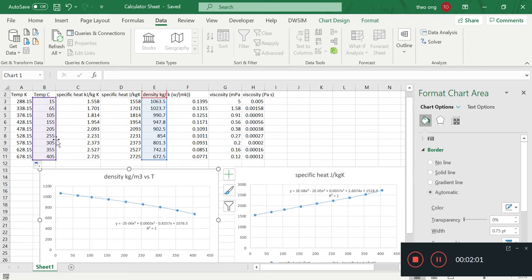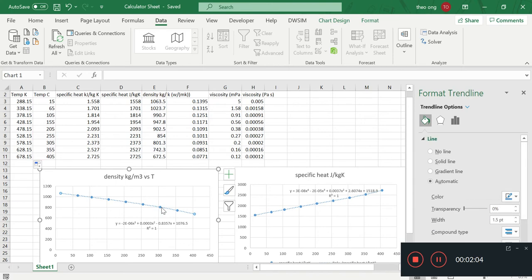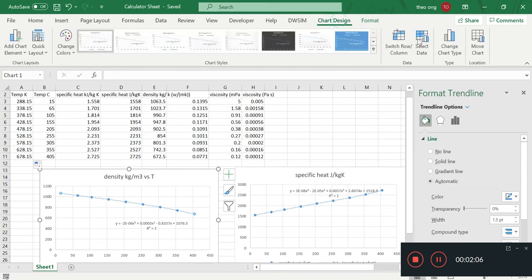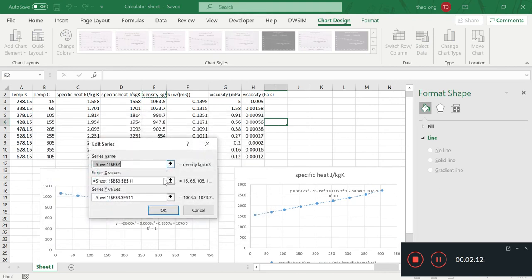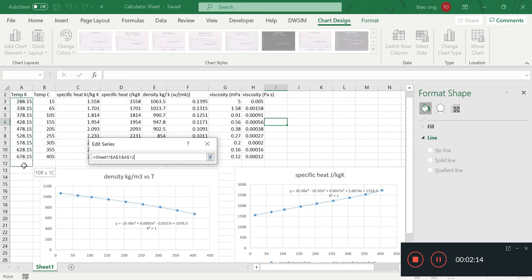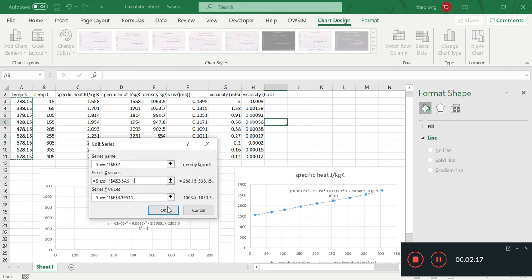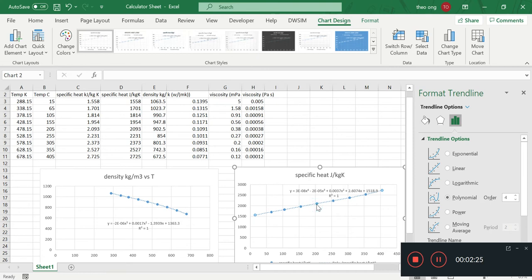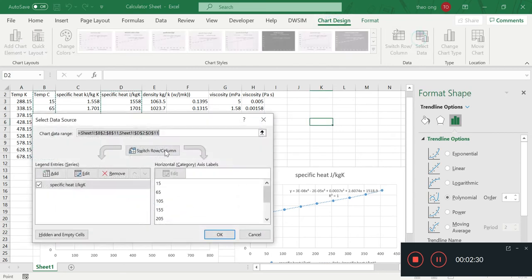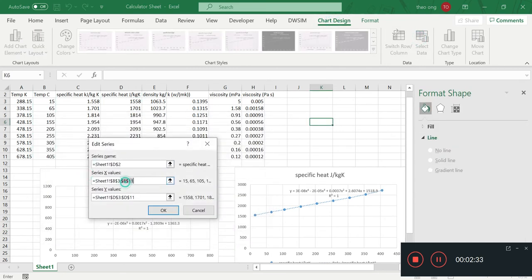Why isn't that working? Maybe I should do a select data, chart design, select data, and I'll edit. Then the X values should be here. Likewise for this, I do a chart design, select data, edit, and I have the X values.